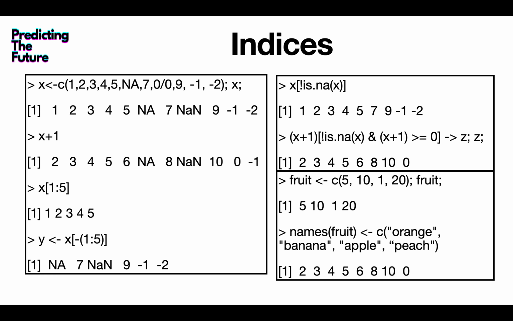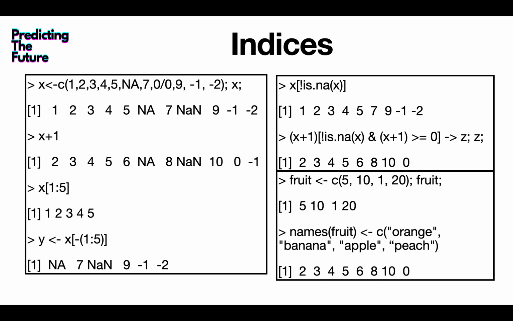Next is indexes. So for a vector, we know each element, we can go through each element. We can get every element by an index. Index starts from 1 to the size of that vector. So let's say you see this second example, x plus 1. What it does is add 1 to each element. It's an element-wise operation. The first element plus 1, the second element plus 1, and so on until the end.